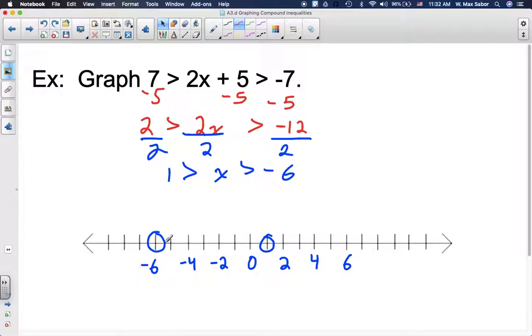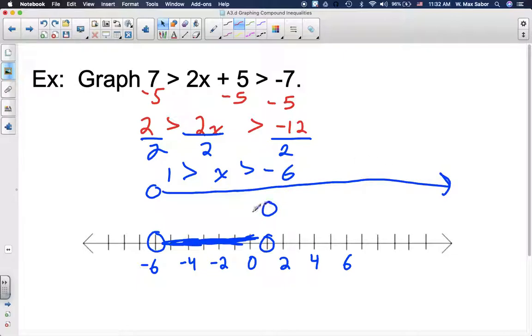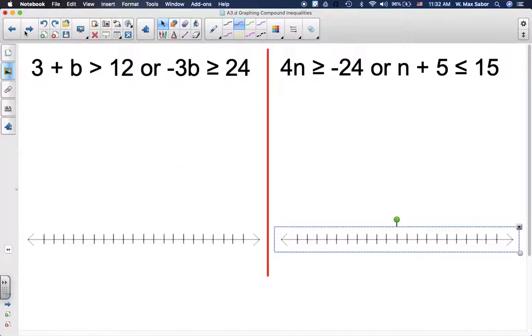So the numbers that are greater than negative 6 and less than 1 are here. If you wanted to do that the long way, you'd say, okay, x is greater than negative 6 and less than 1. The overlap is here. Let's not forget to label our number line.